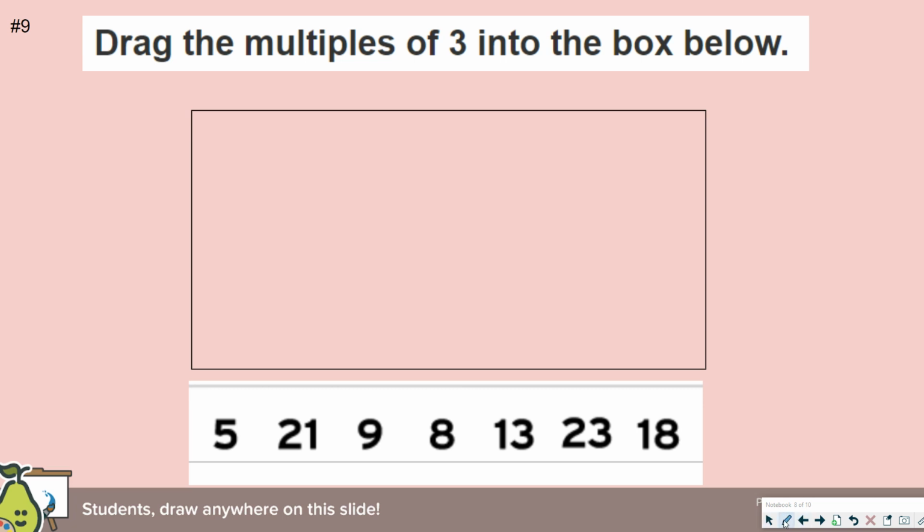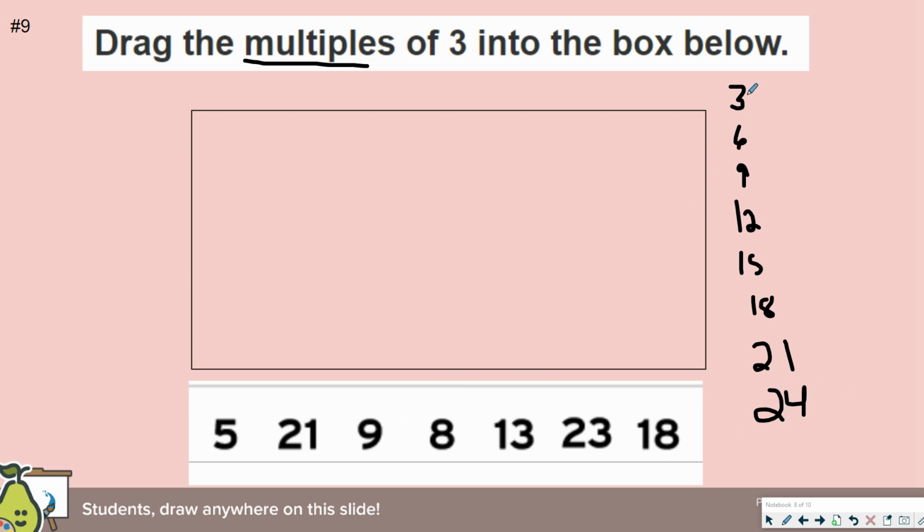It says drag the multiples of 3 into the box below. Now, remember, multiple is skip counting by 3s. So what I want you to do when you do this problem is start with 3s and skip count and write them down. 3, 6, 9, 12, 15, 18, 21, 24. Now I can stop at 24 because I want you to pay attention to the numbers that you can drag up. The highest one is a 23. So once I get higher than 23, I don't have to continue with my multiples.